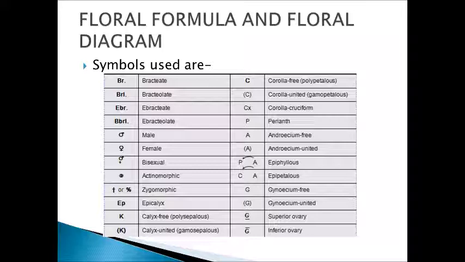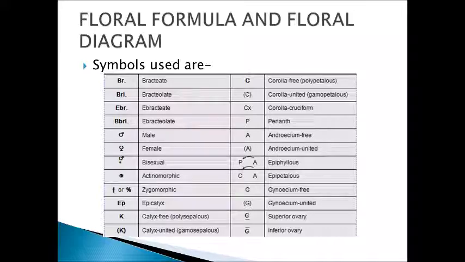Then cruciform corolla, CX. Perianth, if petals and sepals cannot be differentiated, then that is called perianth. For that, the letter P is used. Androecium is shown by capital A, and if the stamens are united, then that is shown in brackets.